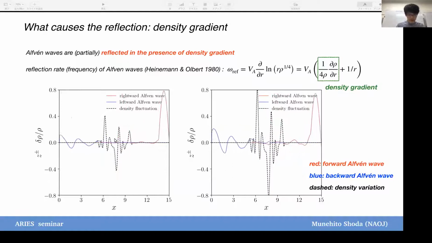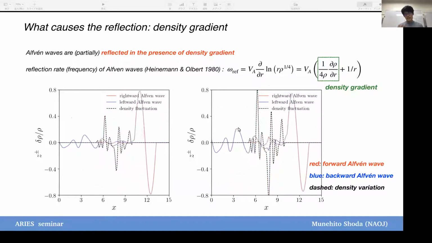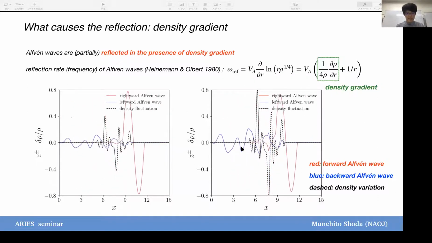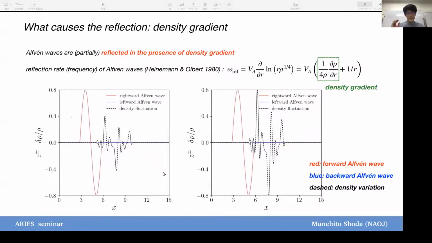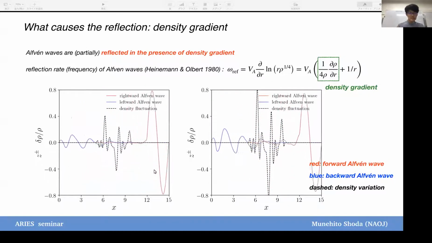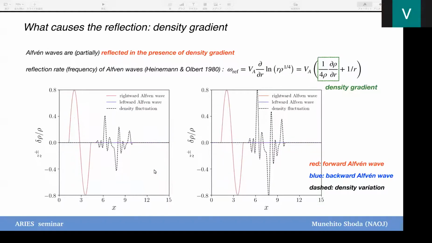By comparing the left and right animations, you can clearly see that if you have large density fluctuation, you eventually have large wave reflection. The amplitude of the blue line is clearly larger in the right case compared with the left case. So it means that if you have large density variation, you eventually have large Alfvén wave reflection. So this is the first topic, Alfvén wave reflection.